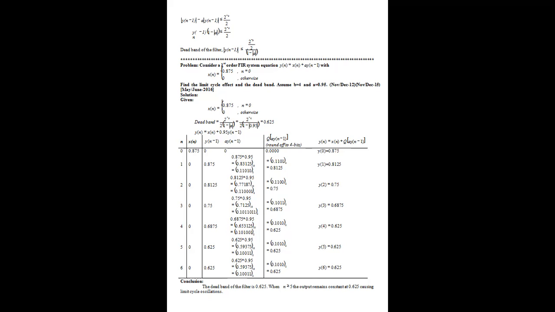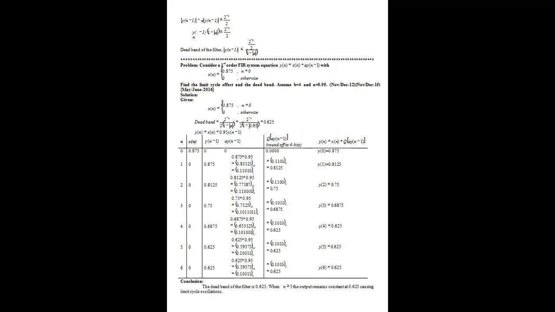If we take n equal to 0, the value of x of n is 0.875, y of n minus 1 is 0, and a of y of n minus 1 is 0. Rounding to 4 digits gives 0, and finally y of 0 is equal to 0.875. Similarly, for n equal to 1, x of n is 0, so we consider the previous value 0.875 and multiply it by 0.95. We take the binary and decimal values, then round off, and finally get y of n. Similarly for 2, 3, and then 4.